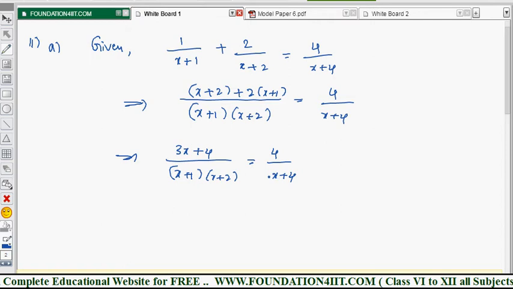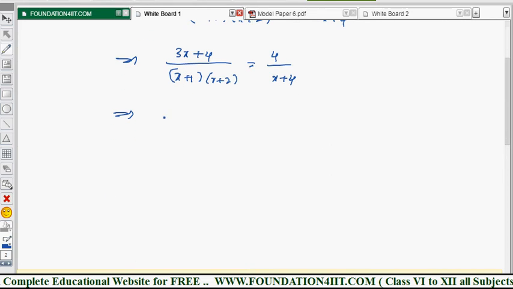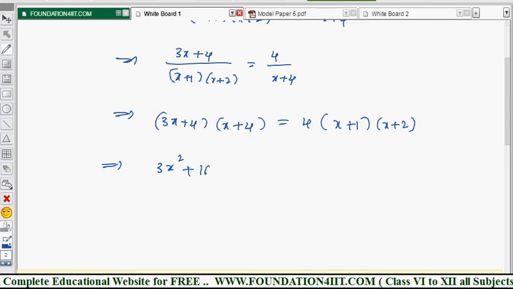So simplify each and everything and convert into a quadratic equation. By cross multiplication, (3x plus 4) into (x plus 4), and 4 into (x plus 1) into (x plus 2). Simplify the left side and the right side, and if you convert into a quadratic equation you will get finally 3x square plus 16x plus 16 is equal to, and this side, 4 into (x plus 1)(x plus 2), you multiply everything, that is 4x square plus 12x plus 8.